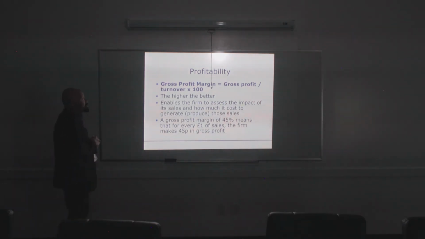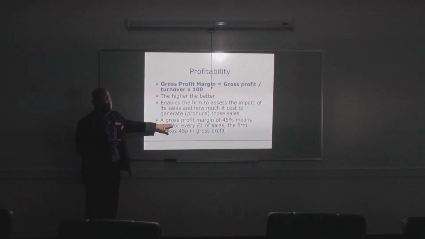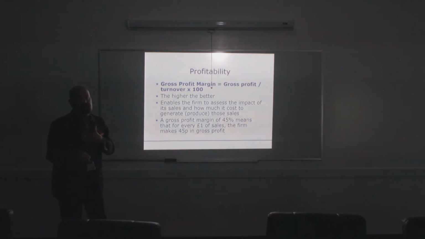A gross profit margin of 45% means that for every $1 of sales, the firm makes $45 in gross profit, which is not bad. So those are things we need to look at. You'll see this a lot when they're looking at gross profit, because the 45 is going to pay for the expenses, the dividends, the taxes, on and on. And that means you're going to get your investment back eventually.